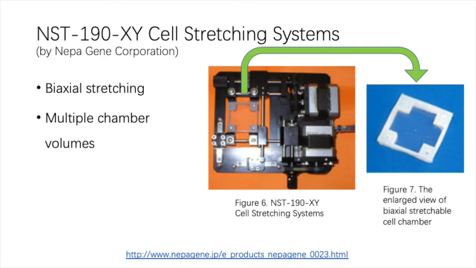Another commercially available device is the NST190XY cell stretching system by Nepa Gene Corporation. The main advantage of this cell stretcher is the ability to stretch biaxially in both the X and Y directions. In addition, the cell chamber has different volumes.